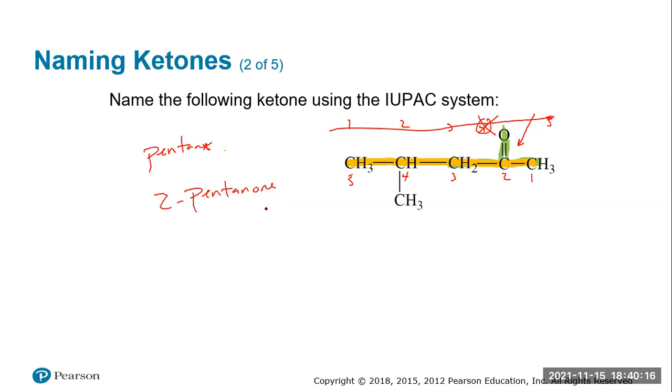So that is 2-pentanone. Because we have now locked our numbering into place going in this direction, we can clearly see at carbon number 4, we got our good friend methyl hanging out there. And this would then be 4-methyl-2-pentanone. Any questions on that one there?